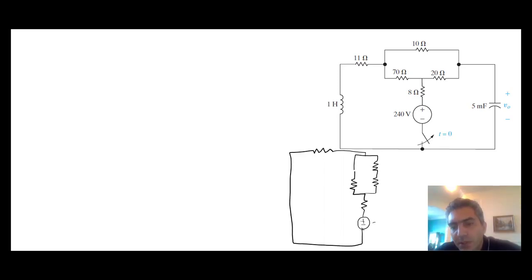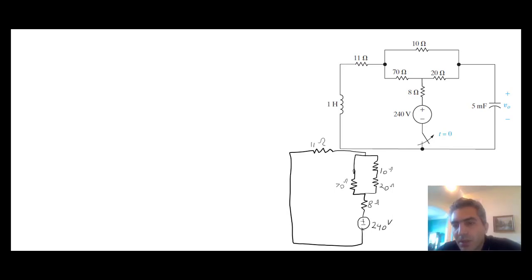So let's put values here. This is the 240 volts, and this is the 8 ohm, this is the 20 ohm, and this is the 10 ohm, and this is the 70 ohm, and finally this is the 11 ohm. So this is the circuit before the switch.